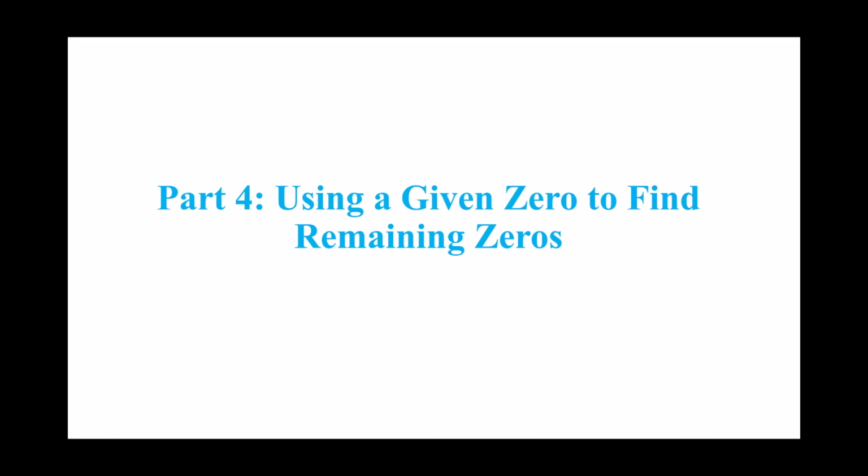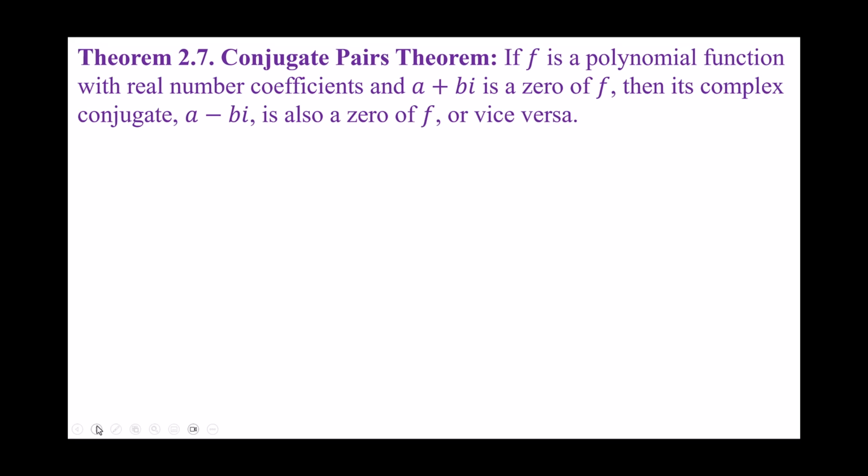Part 4, using a given zero to find remaining zeros. Theorem 2.7, conjugate pairs theorem. If f is a polynomial function with real number coefficients and a plus bi is a zero of f, then its complex conjugate a minus bi is also a zero of f. And this is always true.